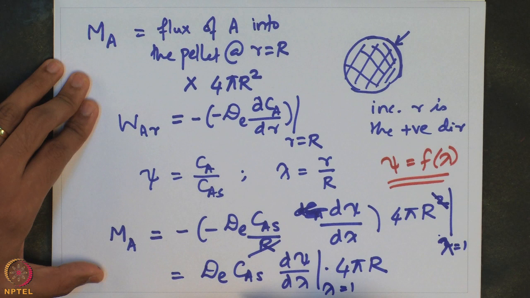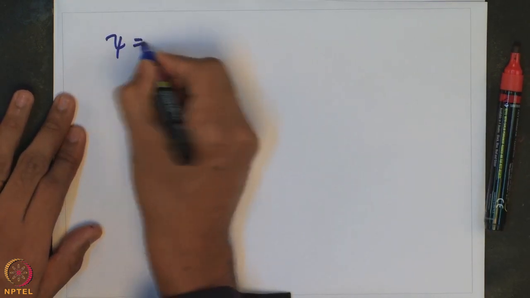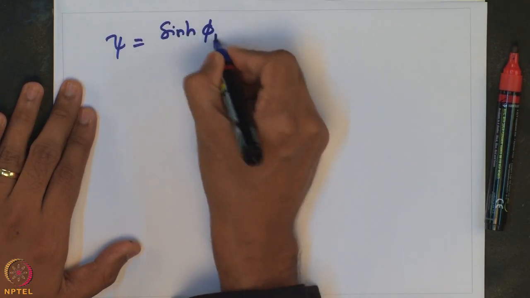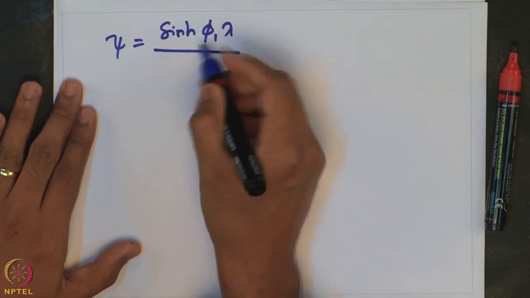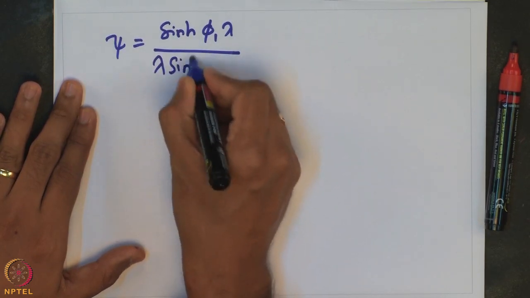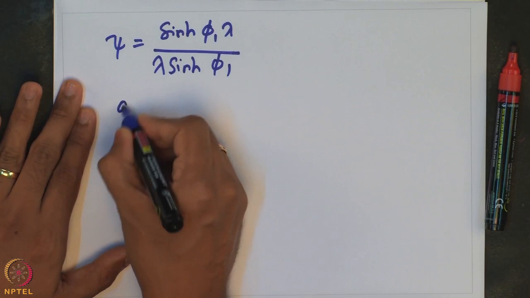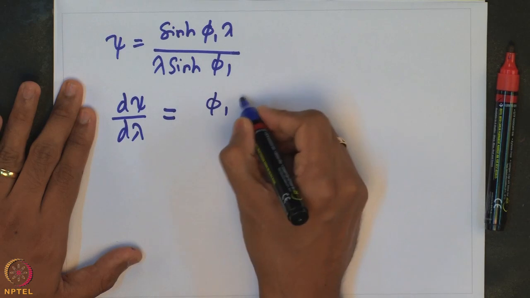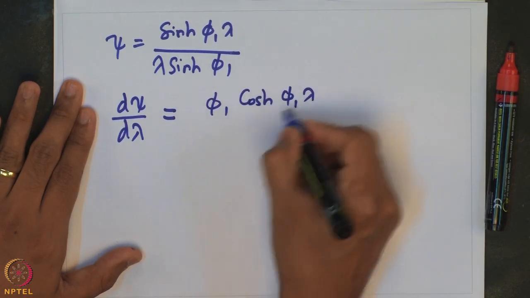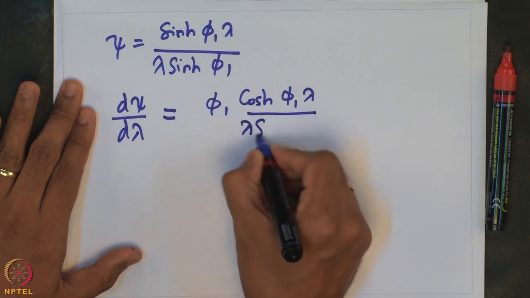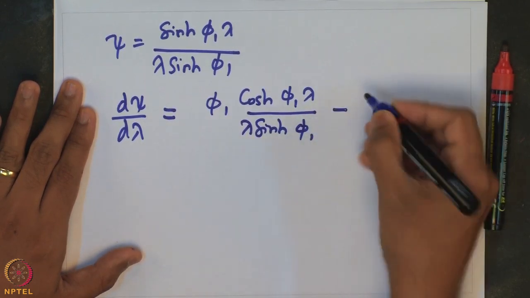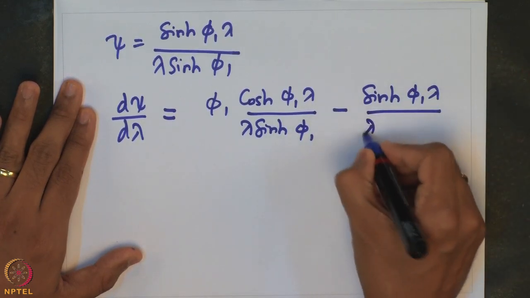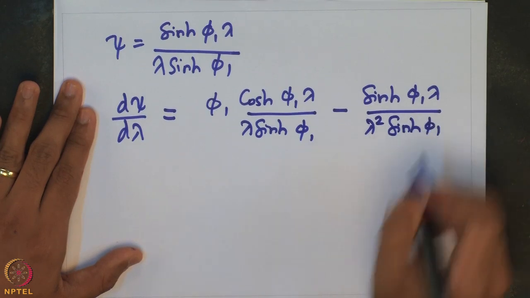So psi is essentially given by the solution of the equation which we saw in the last class, sinh(phi 1 lambda) divided by lambda sinh(phi 1), where phi 1 is the corresponding Thiele modulus. So from here we can find that d psi by d lambda is equal to phi 1 cosh(phi 1 lambda) divided by lambda sinh(phi 1) minus sinh(phi 1 lambda) divided by lambda square into sinh(phi 1).